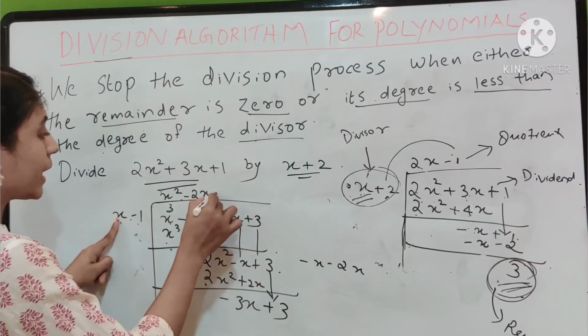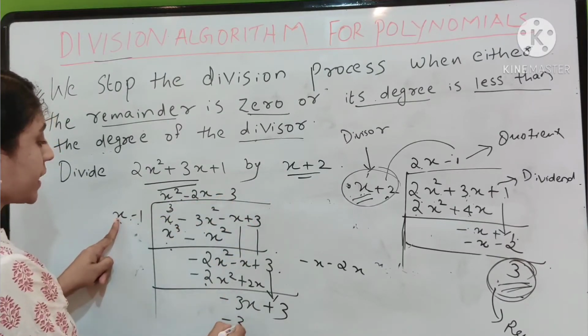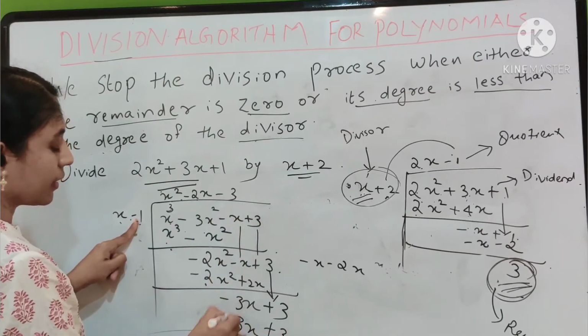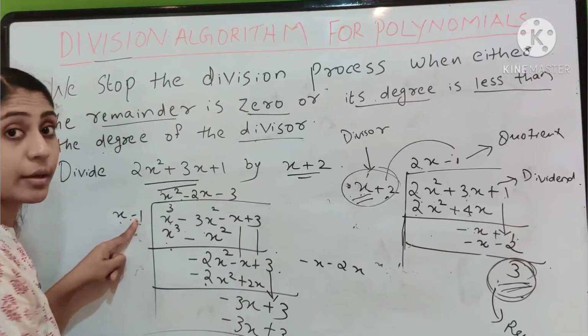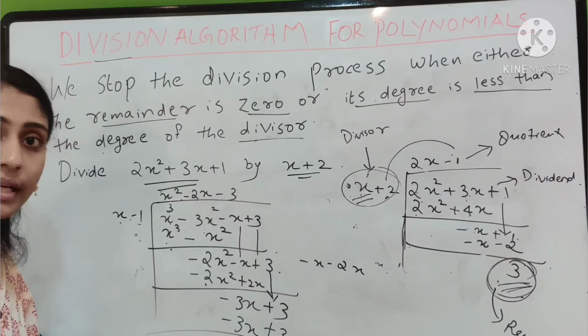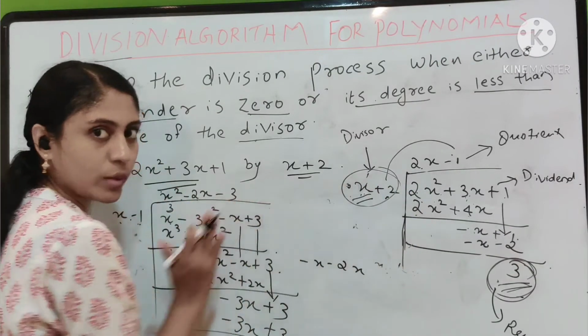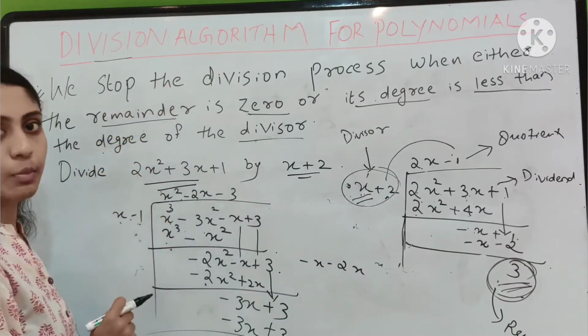Now x into minus 3, it is minus 3x, right? Then minus 1 into minus 3, it is plus 3. Then when we subtract, we will get the remainder of 0. So here we got the remainder of 0, so we have to stop the division process. Understood? Consider these two examples and then analyze this point.